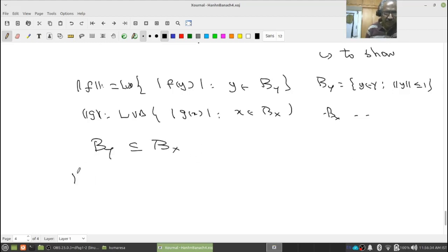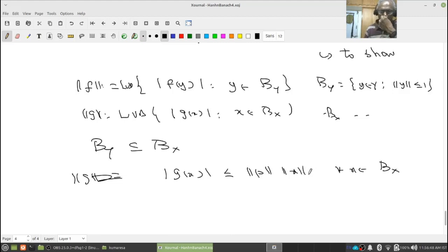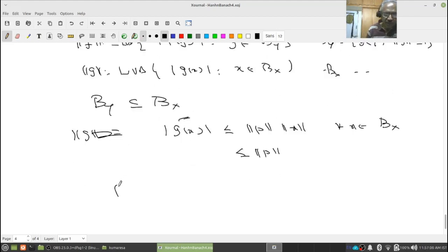Therefore, let's look at norm of g, the definition here. That is LUB. Therefore, mod g of x we know is less than or equal to norm p into norm x for all x in B of X also. This is by construction of g. But norm x is less than or equal to 1, therefore norm of p. You understand this? Therefore, what I have concluded is norm of g is less than or equal to this. Each one of them is less than or equal to norm p. Therefore, norm of g will be less than or equal to norm p.